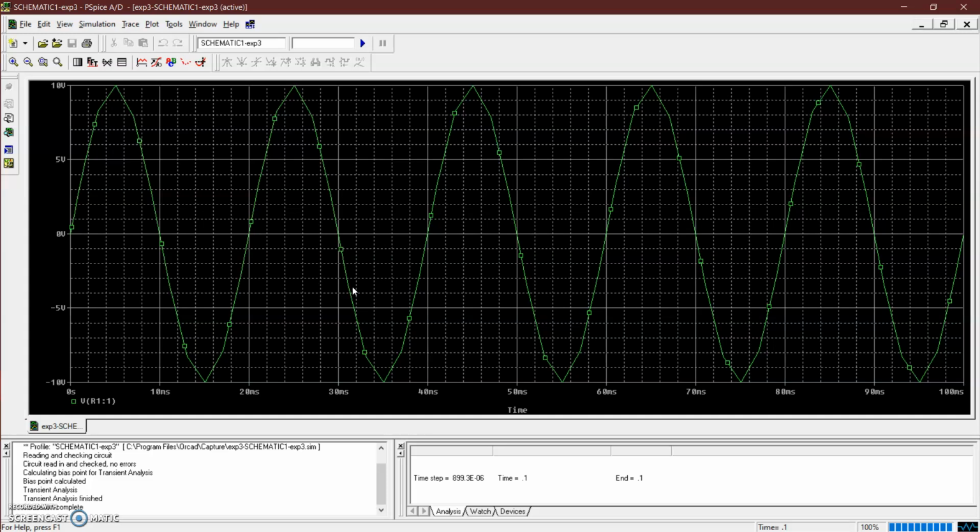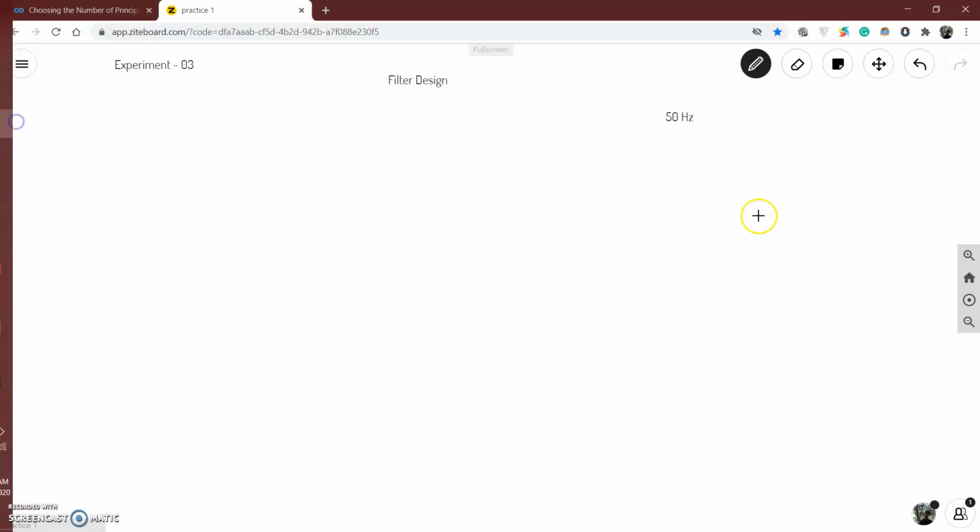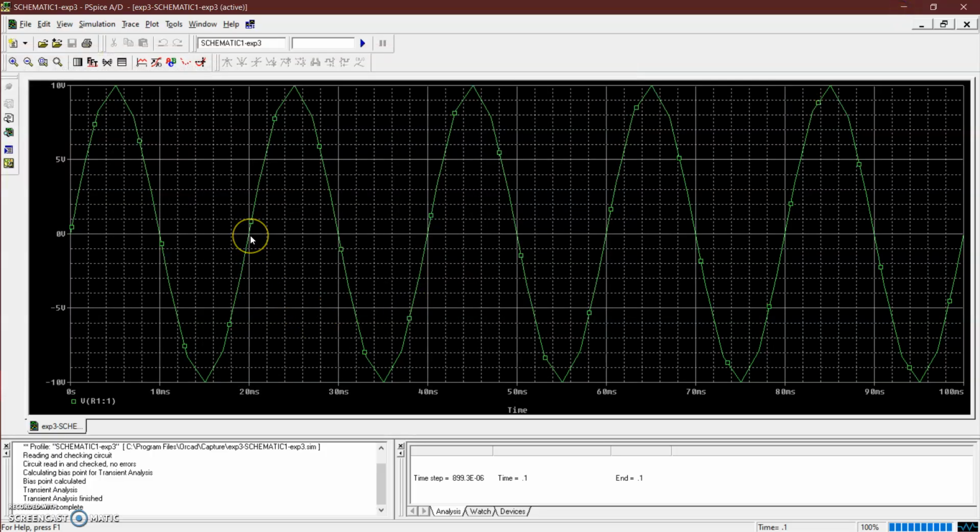Here you can see in the x-axis I have time, and in the y-axis I have the amplitude. I took the amplitude of 10 volt, so I have a 10 volt signal. Now the frequency is 50 hertz. You know that f equals 1 divided by T, capital T, that is your time period. So your time period here is 20 millisecond, right? So I have a 50 hertz signal of 10 volt.